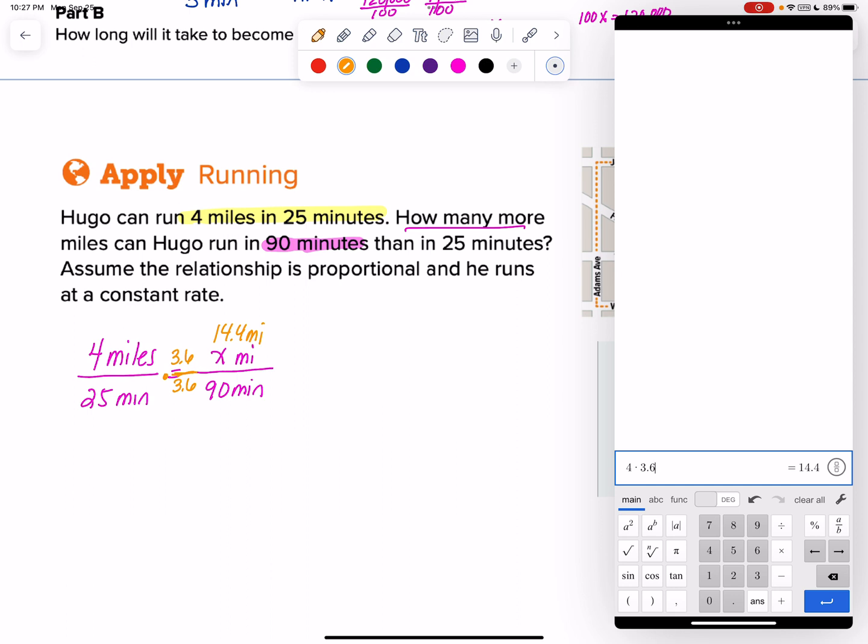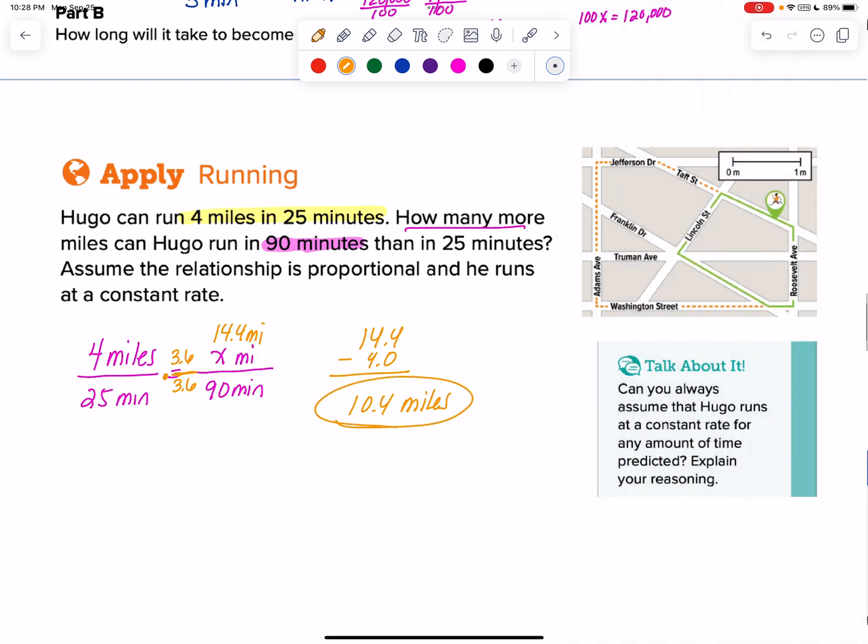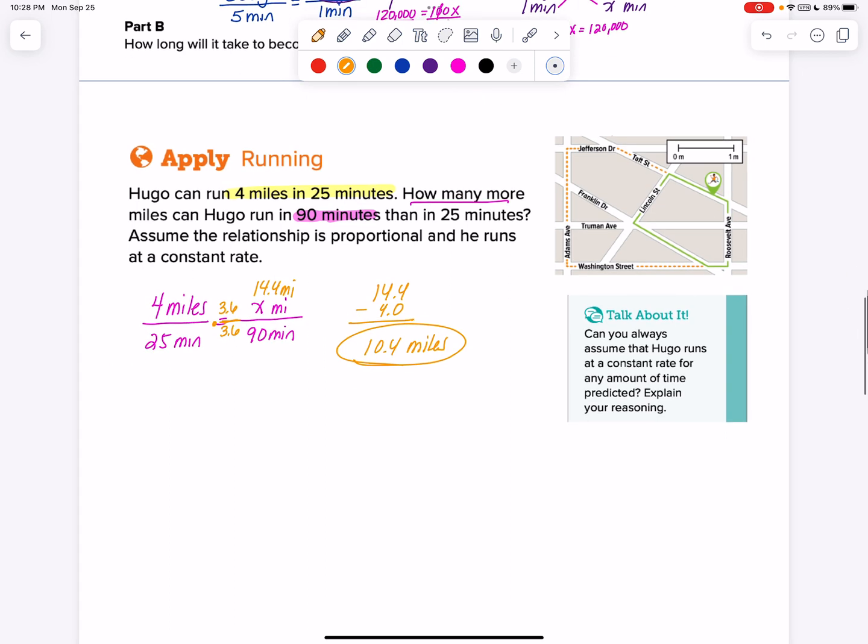And then I have my amount in 25 minutes. It does say how many more miles can Hugo run. So I'm just going to show my work here. Minus 4 miles, 4.0. And we have a difference of 10.4 miles. Okay, so that's how many more miles Hugo can run in 90 minutes. Okay, and there you go.